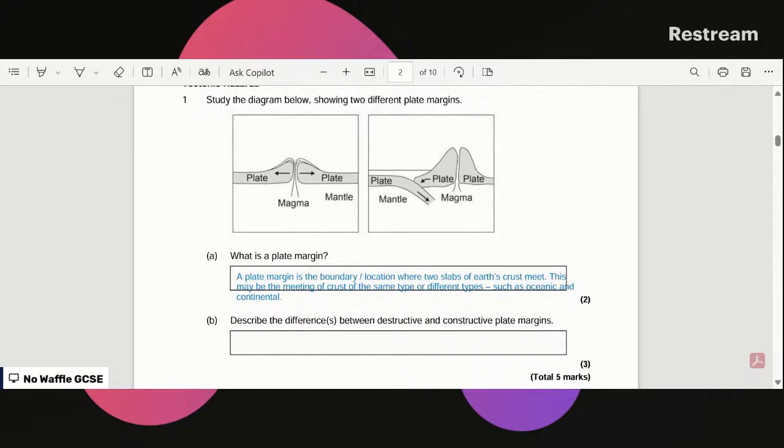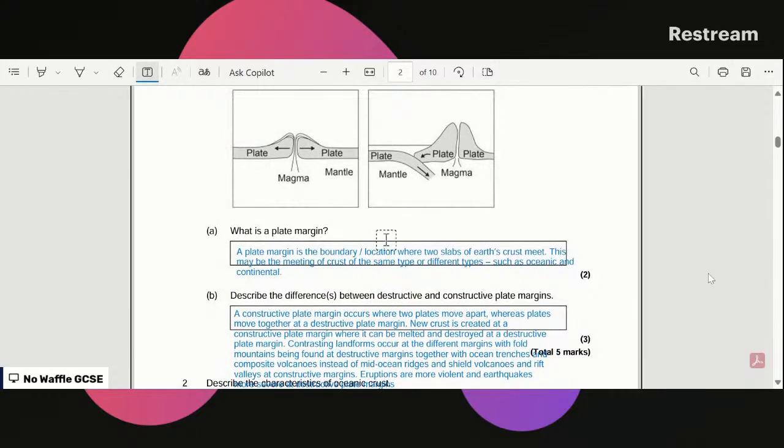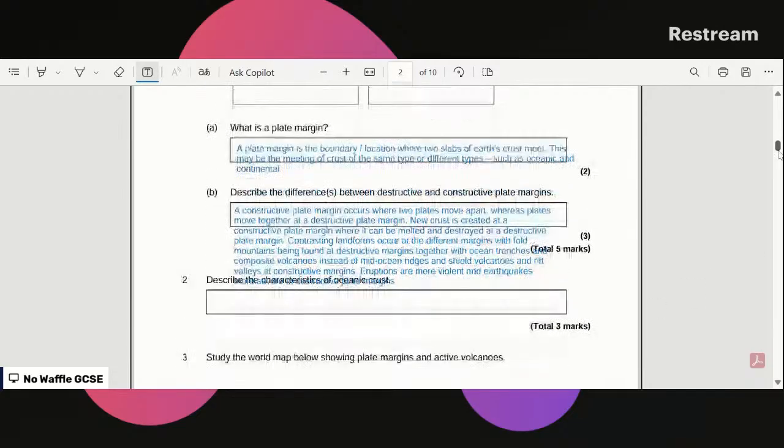I'm going to write the mark scheme for this question. Here it is. And those are the main differences.